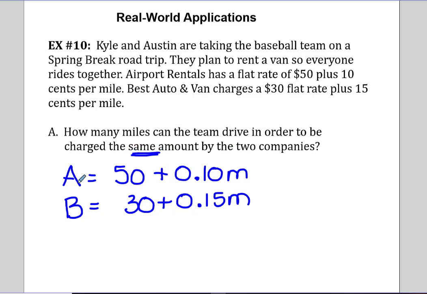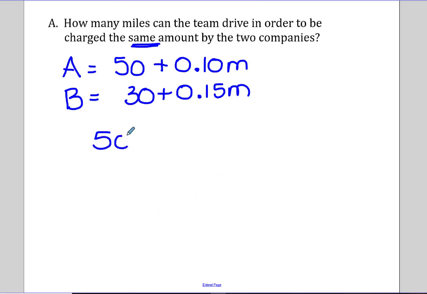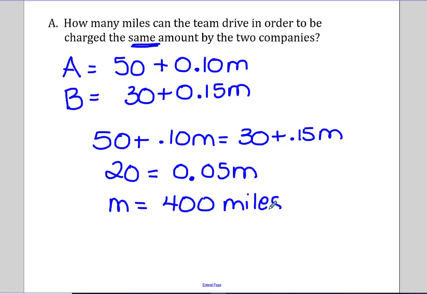So we want them to be equal. When will A equal B? So 50 plus a tenth has to be the same as 30 plus 15 cents. So 50 minus 30, that's 20. And 15 minus 10 cents, that's a nickel. And if you divide 20 by 5 cents, then the mileage would have to be 400 miles. So when they drive 400 miles, the charges are identical.